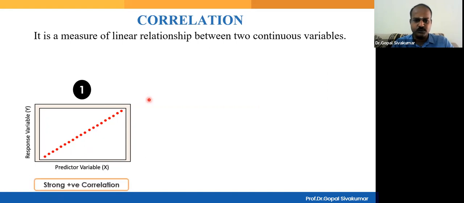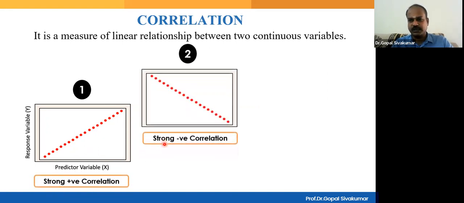So this we understood as strong positive correlation. Moving on to another example. Here also the points are falling along a perfect straight line, perfect linearity. So once again, I call it strong correlation. However, here the increase in the x variable has caused the y variable to decrease. And so the relationship is considered strong negative relationship.